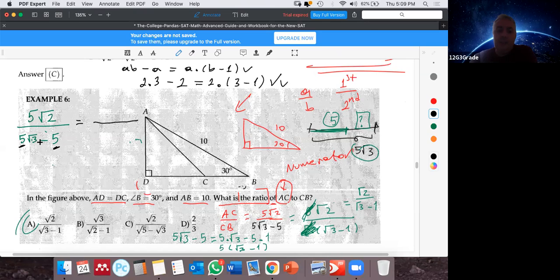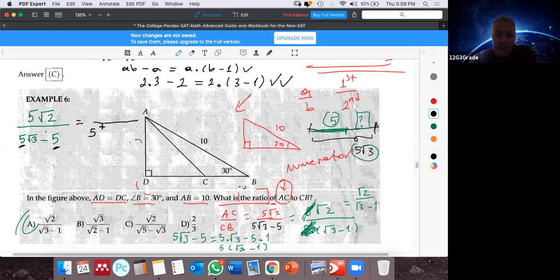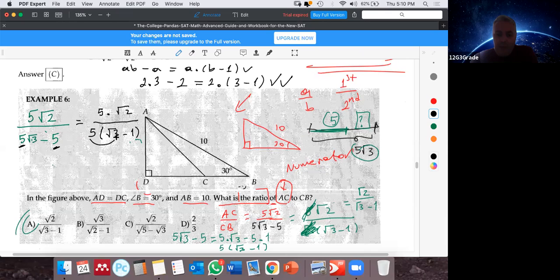Yes, sir. So similarly, 5 is common, 5 and 5. So open parenthesis, square root of 3 minus 1. Can be or not? Yeah. So 5 times negative 1 is the same thing. 5 times root 3, 5 root 3. 5 times minus 1, negative 5. So it is almost the same.